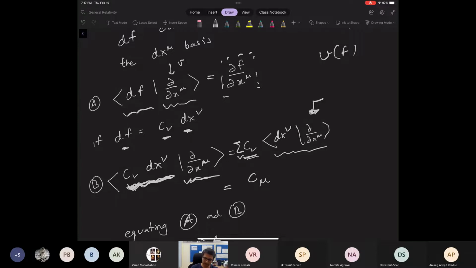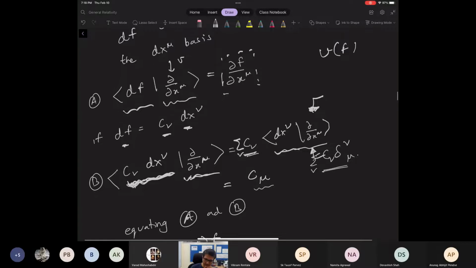So this is a property of the inner product, that you define it to be a linear action. And so now dx nu acting on partial x mu, what is that going to give me? We already discussed this, right? Delta nu mu. Yeah, this is delta nu mu. And so now delta nu mu with a c nu in front, with the summation over nu, will just pick out c mu. So we'll pick out the muth coefficient.